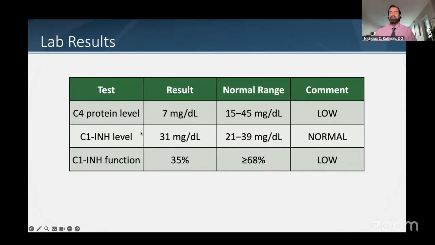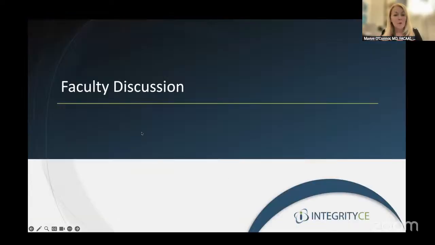I was going to say that I would do them all. If I was going to take a board exam, the first answer is usually a C4 as a screening test. But as far as what we do in clinic and in the real world, you're going to do them all: C4, C1 inhibitor level and function. One day the board exams will actually reflect what we do every day. That's my dream. Okay, so we'll move forward now.